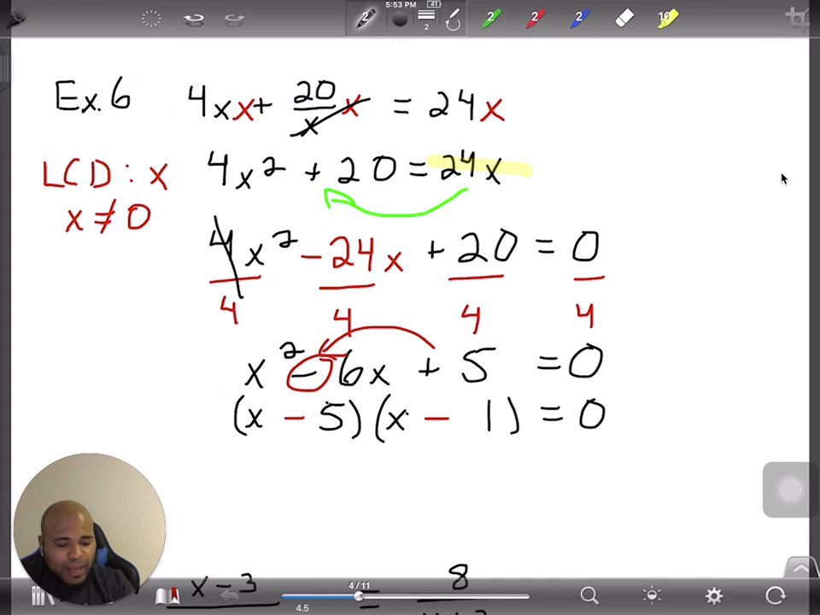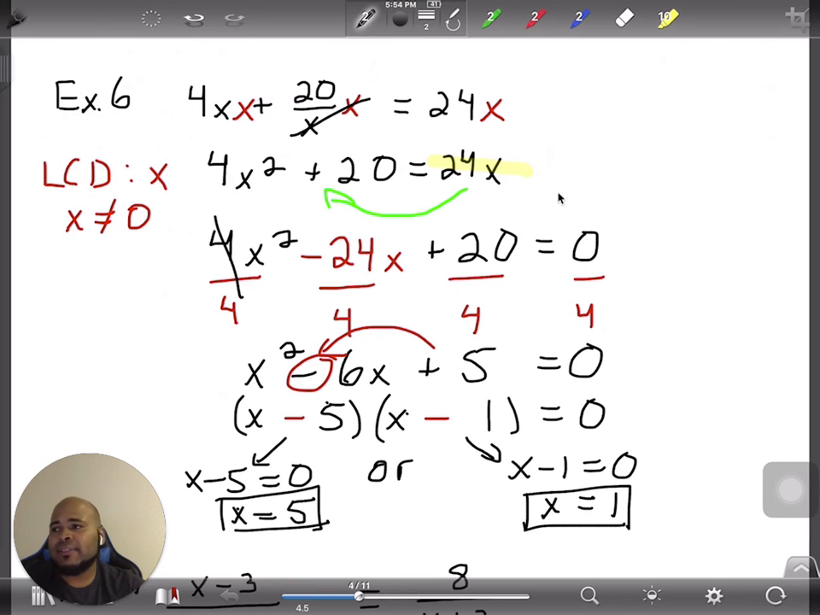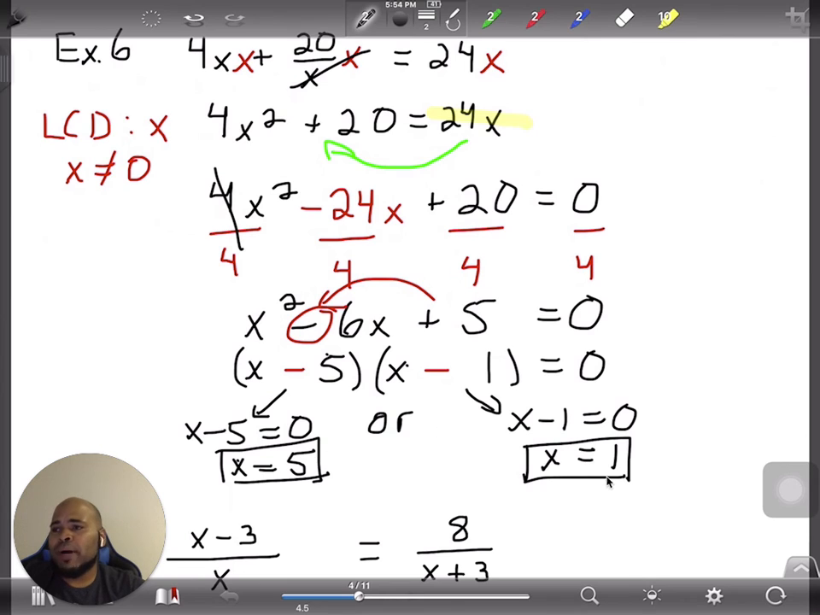Because I'm multiplying these two, either x minus 5 equals 0, and then I solve for x, and that gives me positive 5, okay? Or the other, x minus 1 equals 0, and I solve for x, and I get positive 1. So these are my answers. I solved for x. X is either positive 5 or positive 1.